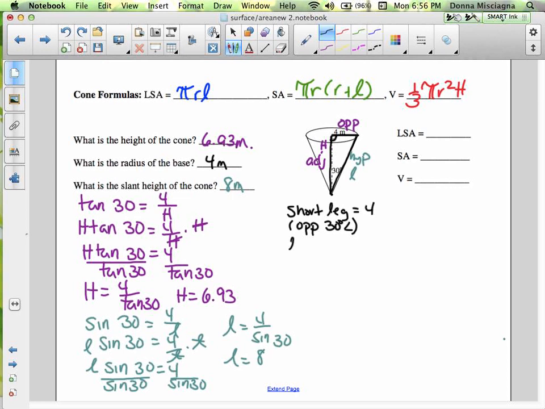The long leg, I keep missing the E in the word leg. The long leg is going to always be opposite the 60-degree angle. That's always going to be whatever the short leg is times the square root of 3. So in this case, it would be 4 square roots of 3.